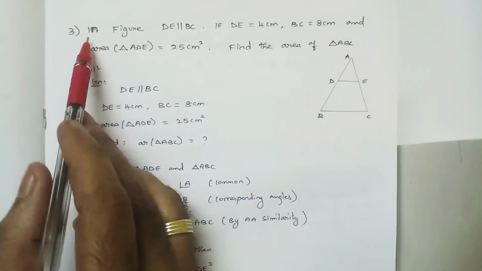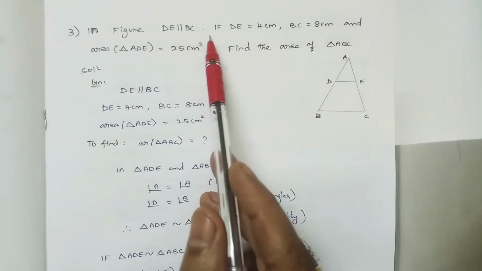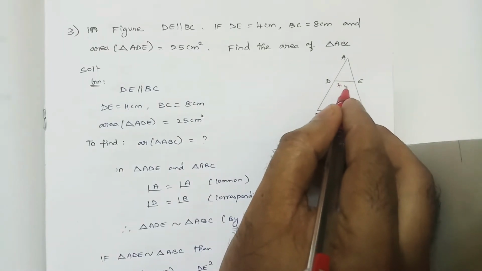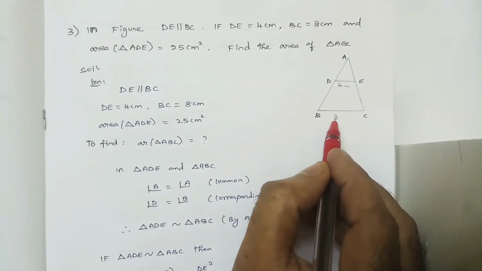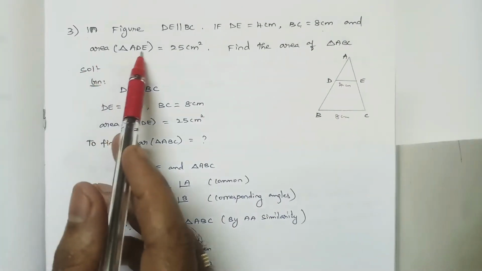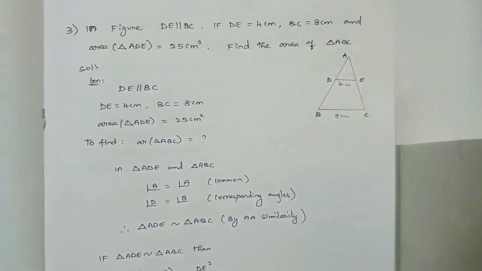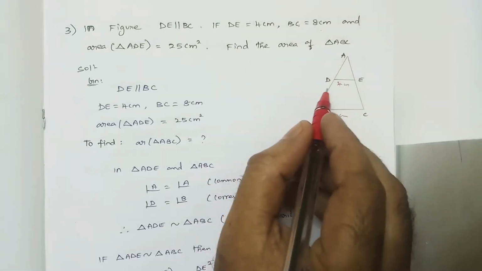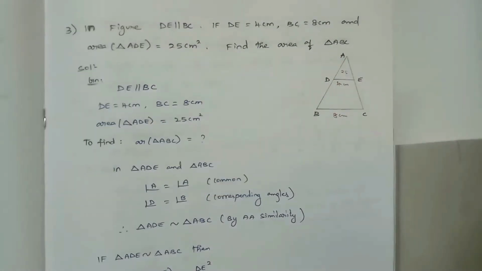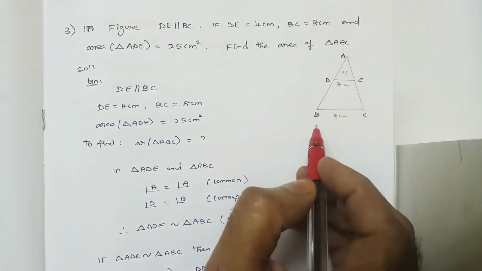Next, number 3. In the figure, DE is parallel to BC. If DE is equal to 4 centimeter, and BC is equal to 8 centimeter, and area of triangle ADE is equal to 25 centimeter square. Find the area of triangle ABC, the full triangle.